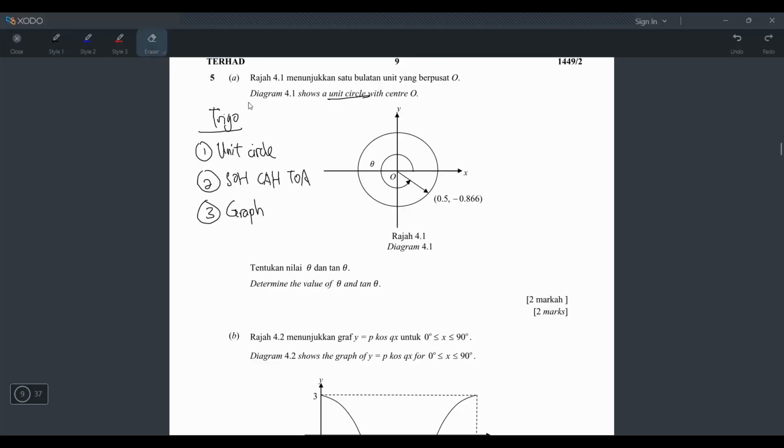So I can see that the 5A is the unit circle question, but the 5B is actually a graph question. This one, the B question. So we will get there later. Now we focus on the unit circle question, and remember how we do unit circle questions.